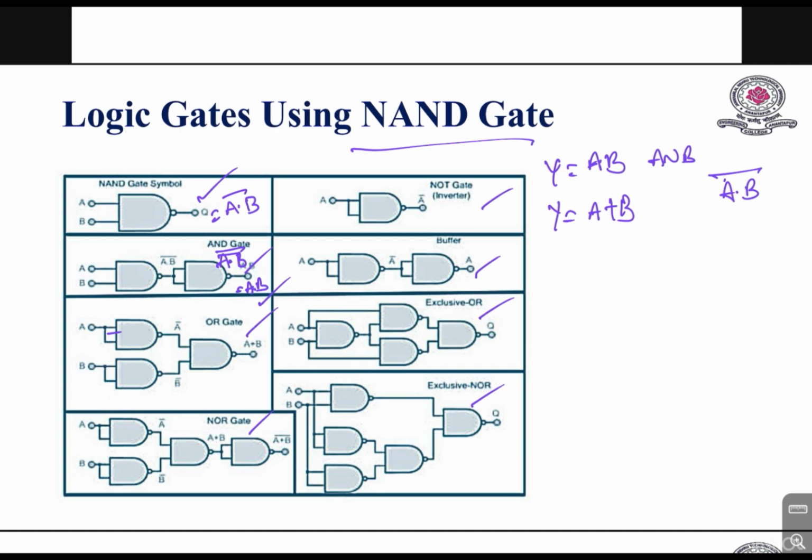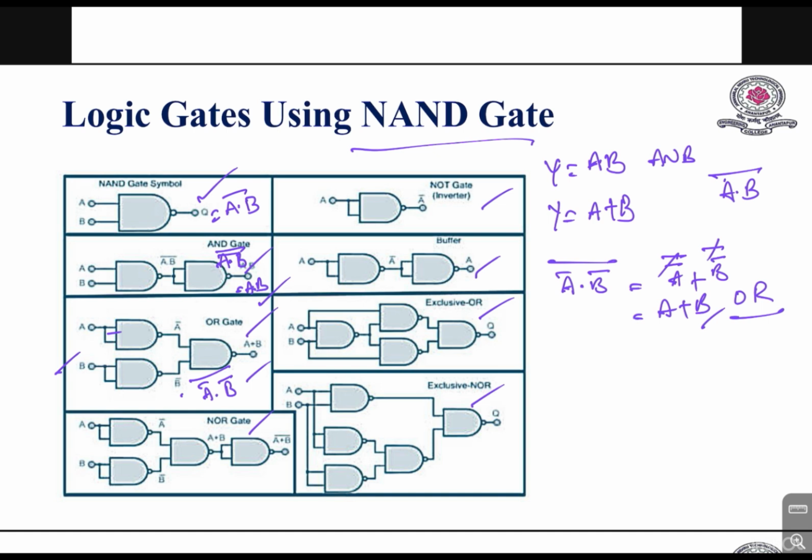And here with A bar, B bar, this can be represented as A bar dot B bar whole bar. So this A bar dot B bar whole bar can be written as A bar bar plus B bar bar. These two bars will get cancelled. So finally this is equal to A plus B. So that is equal to OR gate. So by using NAND gate we can construct OR gate and also XOR gate.